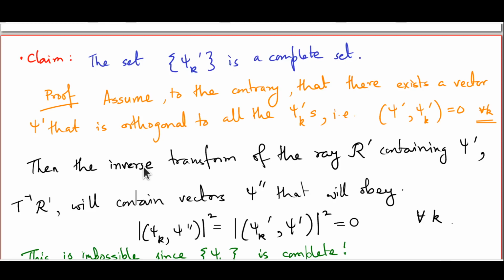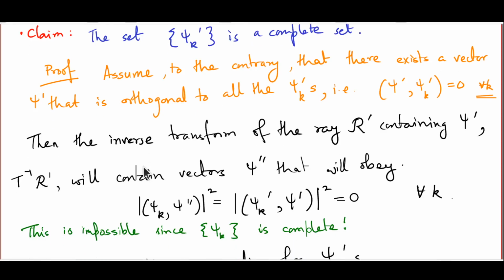But since the modulus square of psi k prime comma psi prime is 0 for all k by assumption, this means that our vector psi double prime must be orthogonal to all the psi k's. And since the ray containing psi double prime will give you the ray containing psi prime when you apply T to it, it stands to reason that psi double prime cannot be 0. But that is an impossibility. Since we have already assumed that the set psi 1, psi 2, that is the original psi k set, is a complete set, any vector which is orthogonal to all of them must be the null vector. So we have a contradiction here. And because of this contradiction, our claim is proven. That is, our new set psi prime k's form a complete set of vectors.